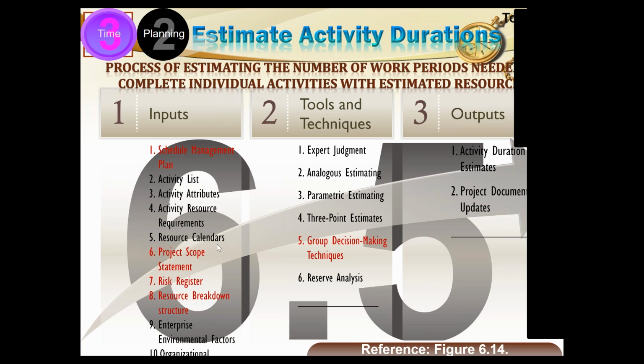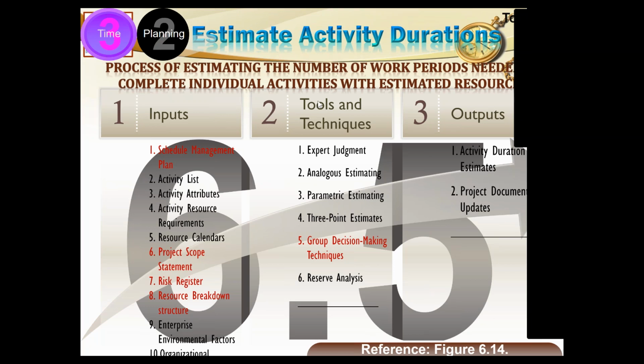Resource calendars: as the resources become available, their calendar becomes available to us. We understand and know when and where a certain resource will become available to us, and we plan accordingly. The scope statement must be in front of me so that I can comply with the scope. Risk registers I must consider. Risk breakdown structure is the inventory I have. Therefore, risk breakdown structure is a very important tool here. Then enterprise environmental factors and organizational process assets will be the traditional inputs.